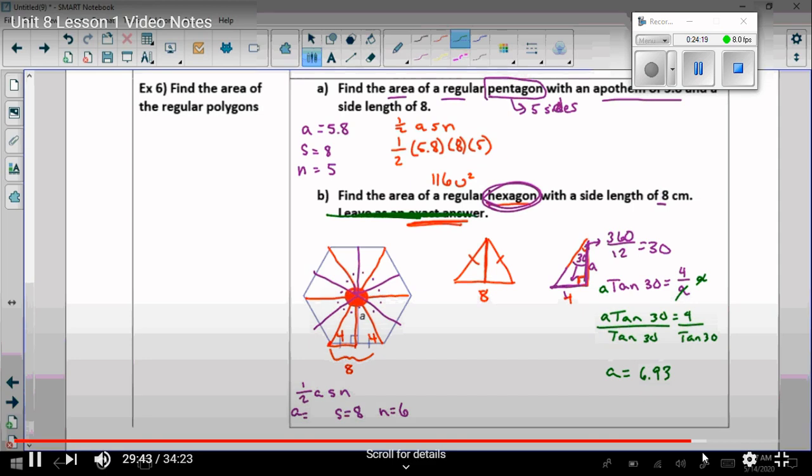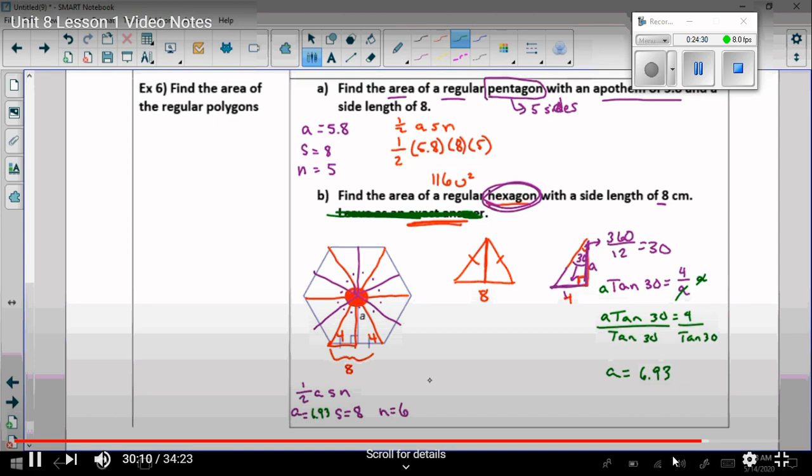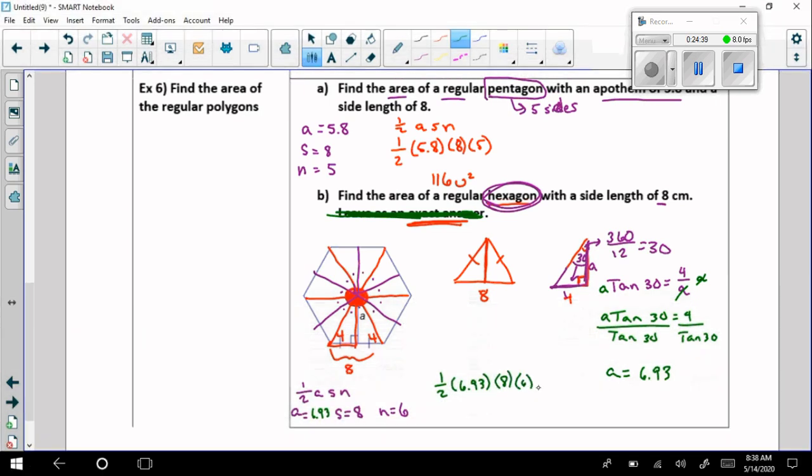All right, so we're not really getting an exact answer because we rounded that. This is a 30, 60, 90, so you could put it in radical terms, but I'm not going to be that worried about it. So you have all your dimensions now. We just need to plug in: 1/2 times 6.93 times 8 times 6. Type that in your calculator and get your final area. Make sure you label it. We're dealing with centimeters this time, so you have 166.32. Oh, and I forgot units. It should be centimeters squared.